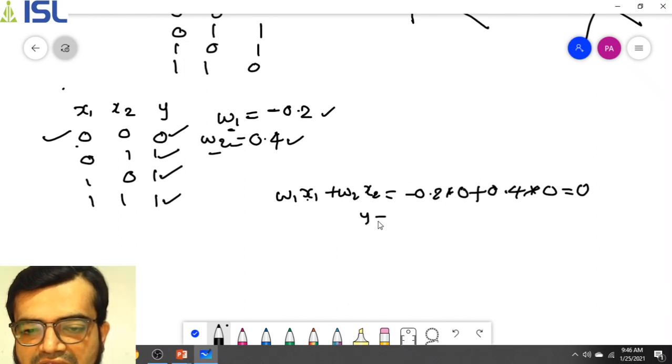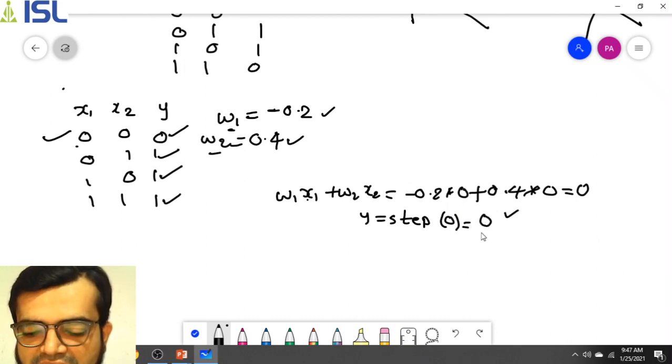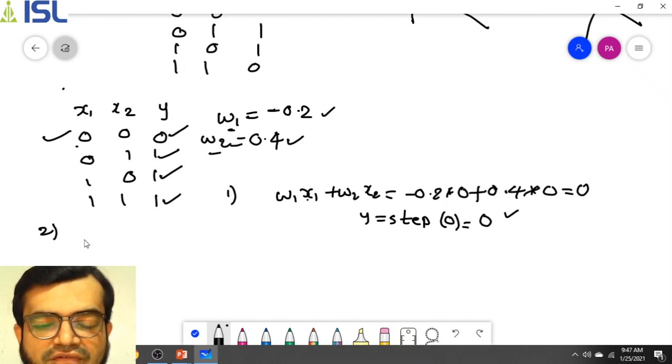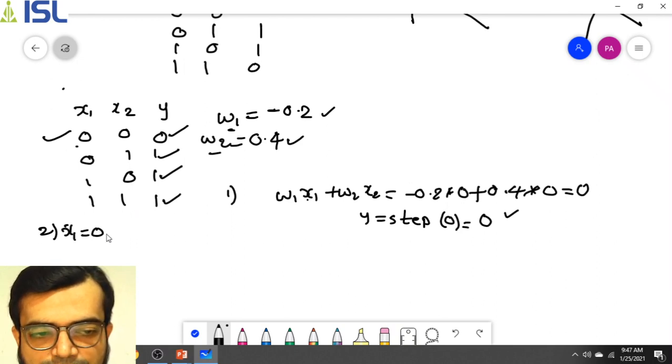So here y equals step of 0. If it is 0, it will simply give you 0. That means the output is 0 here, so for the first input, the value is correct. Now for the second value, the inputs x1 and x2 will be updated, because for the second input I am taking x1 as 0 and x2 as 1.